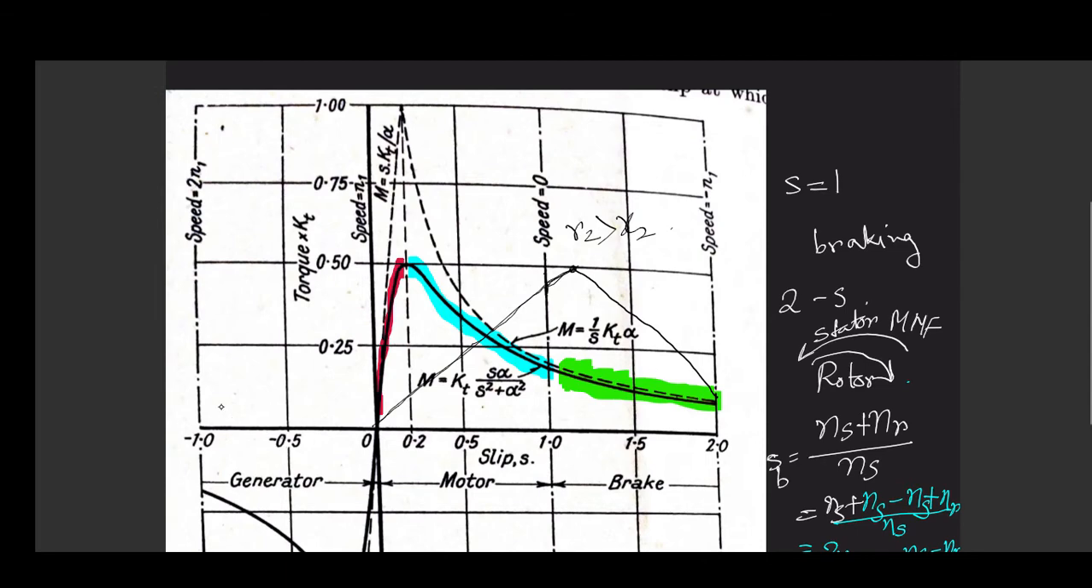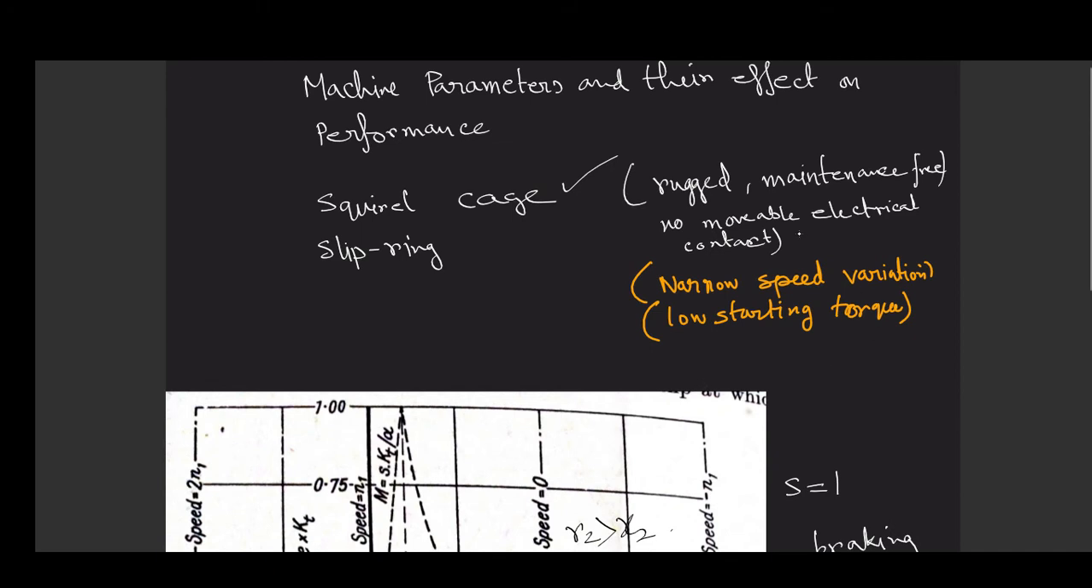And obviously you cannot have a higher value of R2 for a squirrel cage induction machine because it will cause overheating of the machine. Now think about the other hand. What is the other drawback? That is its high starting current.